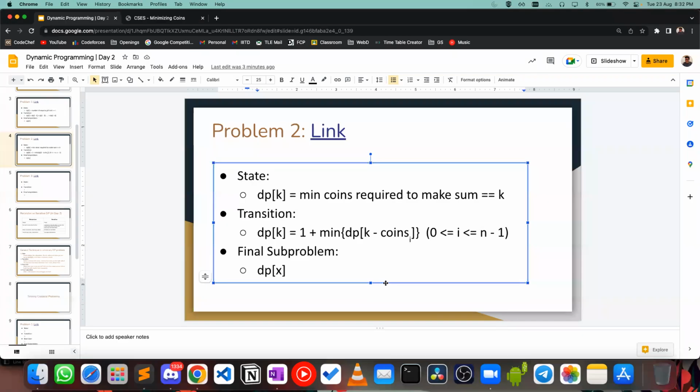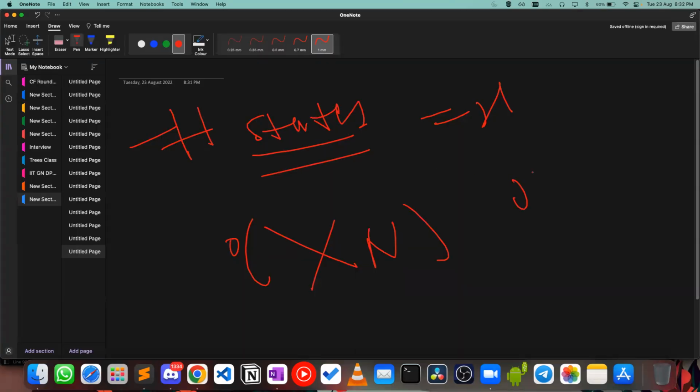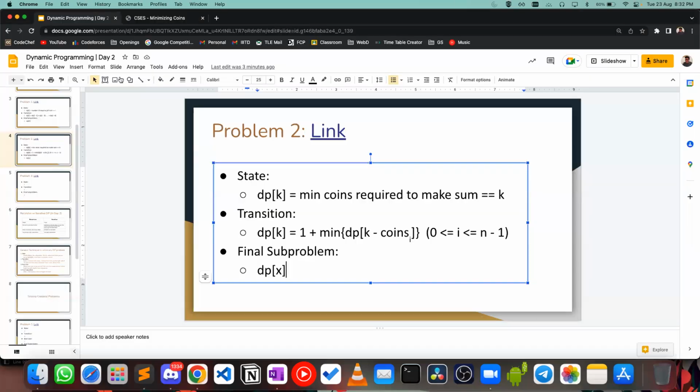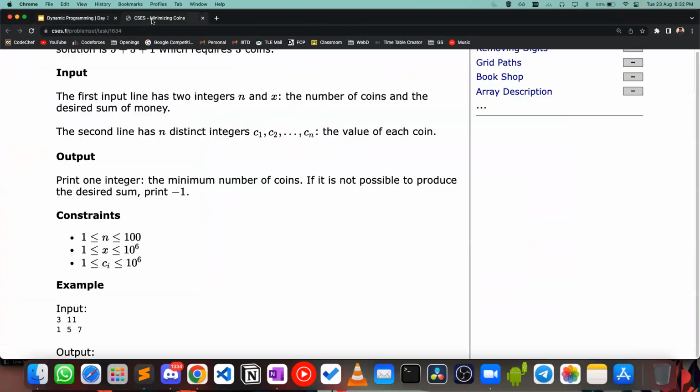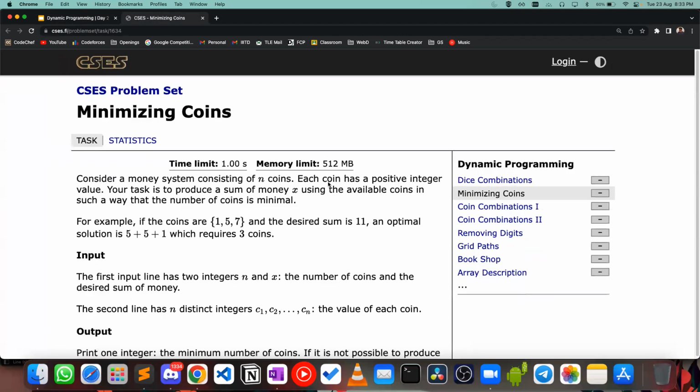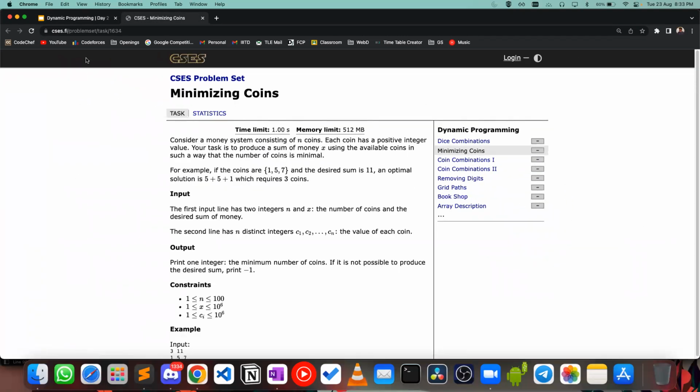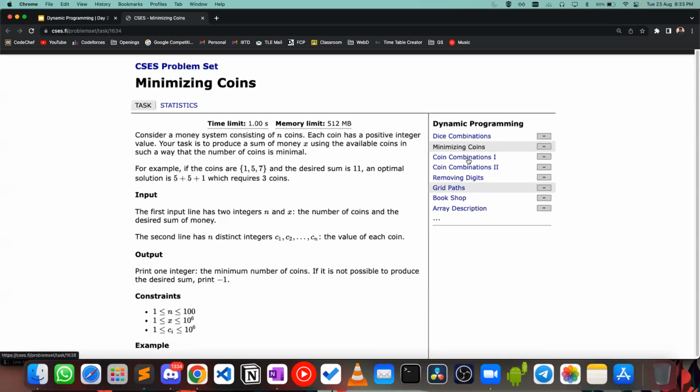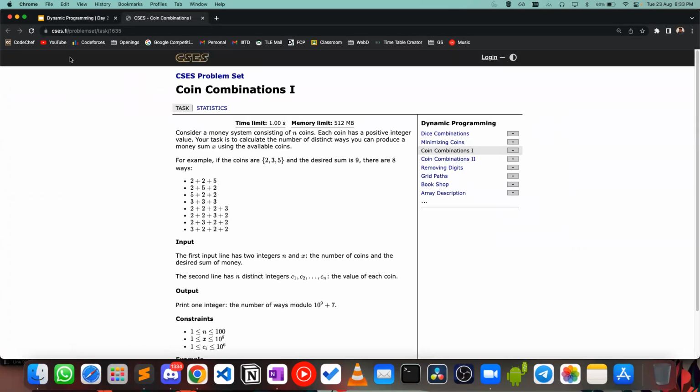What will be the space complexity? What do you think? Just look at this DP state and it should be very, very clear. What is the space complexity here? Order of x, perfect. Okay, so now you guys are doing good. We're done with two problems. Let's talk about the third problem. And let's see if you can come up with the state and transition and the final subproblem much faster in this problem.